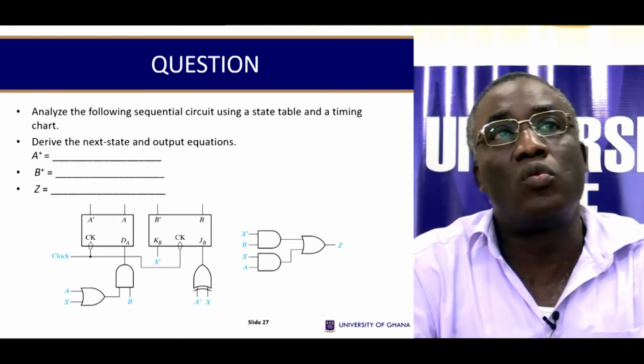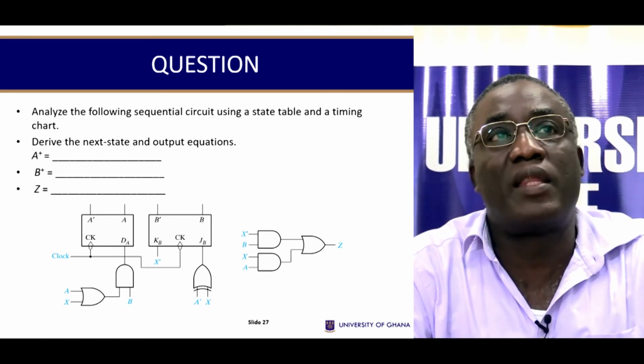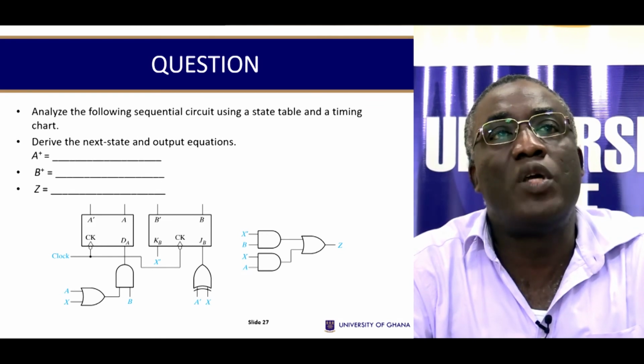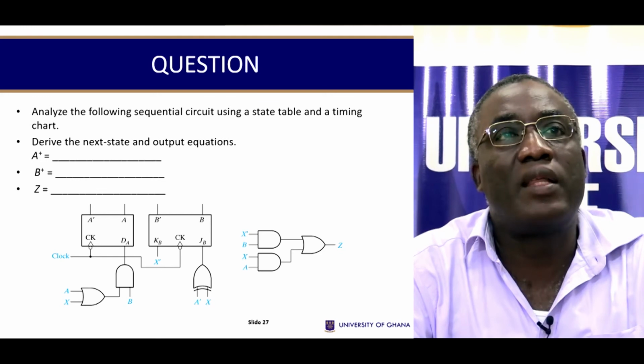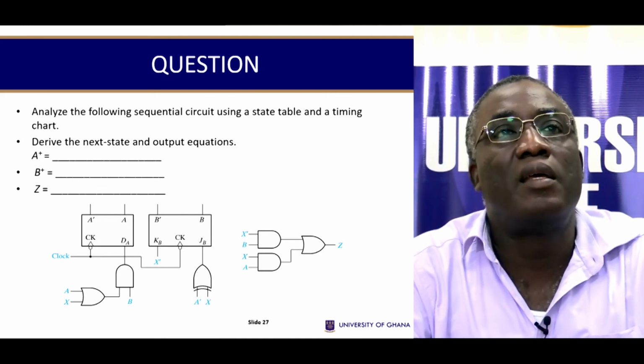Your task is to analyze the following sequential circuits using a state table and a timing chart, and then derive the next state and output equations. For the circuits that we've shown here, can you write out the equations for the next state A, B, and the output Z?